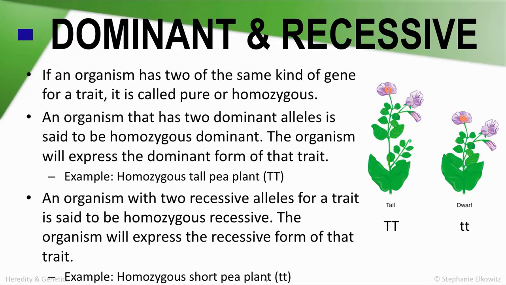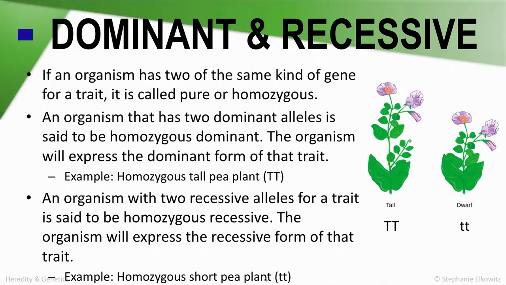Now, if an organism has two of the same kind of allele, whether capital or little, we actually have a name for this. It's called a purebred, or what we will normally say is homozygous. I know that's a big word. Let's talk about the prefix for a second. The beginning of the word, homo, means same. It means the organism has the same alleles, capital T or little t. So an organism that has two dominant alleles is said to be homozygous dominant.